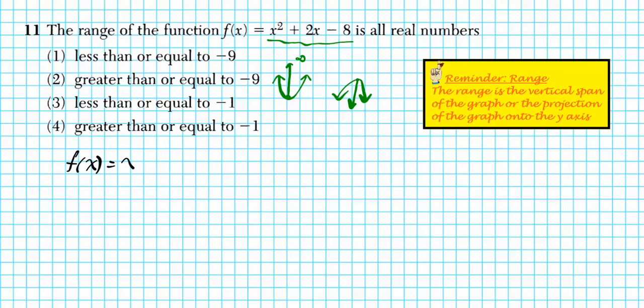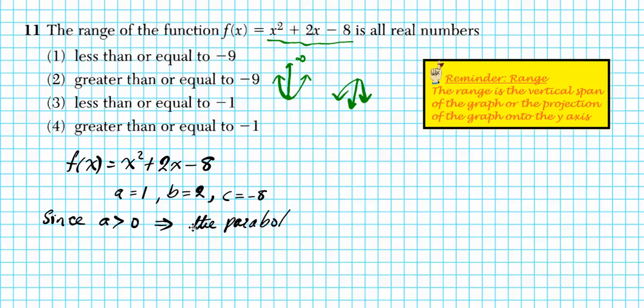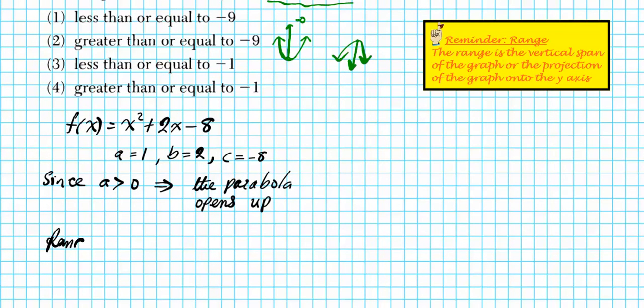So we have f of x equals x squared plus 2x minus 8. So let's do it without the calculator first, okay? With this setup, a is 1, the coefficient of x squared, b is 2, and c is negative 8. Now, since a is 1, which is greater than 0 or positive, that implies that the parabola does what? The parabola opens up, okay? So if the parabola opens up, it's going to have a minimum point and everything above. So in this case, the range is going to be the set of all y's from the minimum, f min, all the way to infinity.